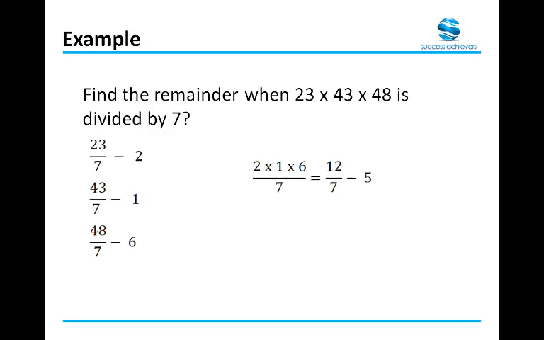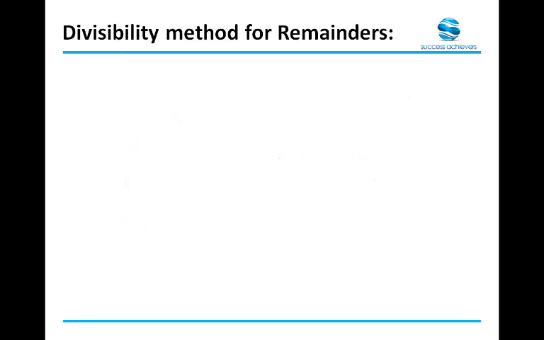Correct? So isn't it easy? Instead of multiplying 23 into 43 into 48, which is cumbersome, what we are doing is we are individually dividing the 3 numbers by 7 and straight away getting the answer. There's hardly any calculation here. So moving on to the next method, which is the divisibility method for remainders.